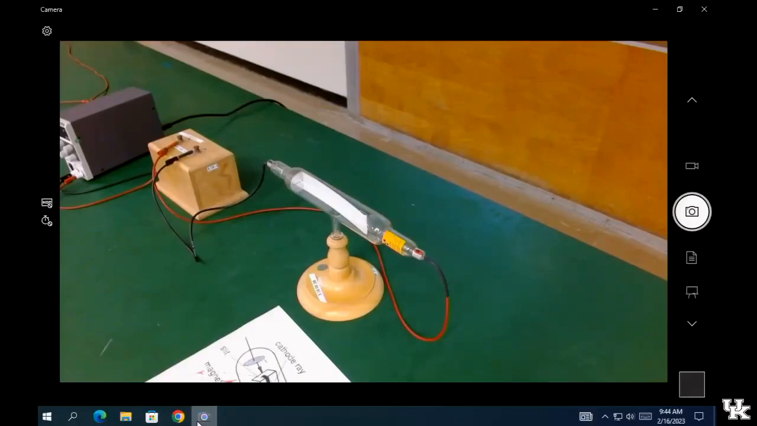And then I'm going to bring up a magnetic field by bringing up a bar magnet. And we're going to see the deflection, the curvature of the electrons in that magnetic field.